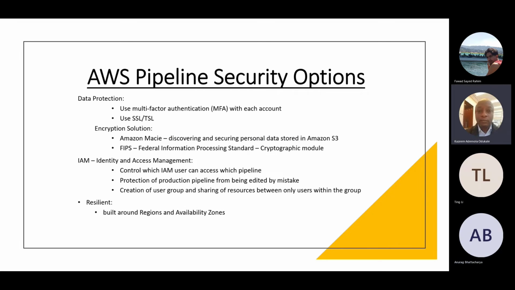Then the security, the data protection that is used in the system. You have the SSL, so TLS. Then we have the IAM, which is used to assign which particular user has access to particular resources on the platform. They are just general AWS security components that are also used by the pipeline. The next slide.